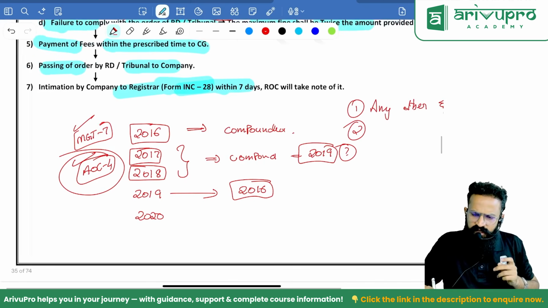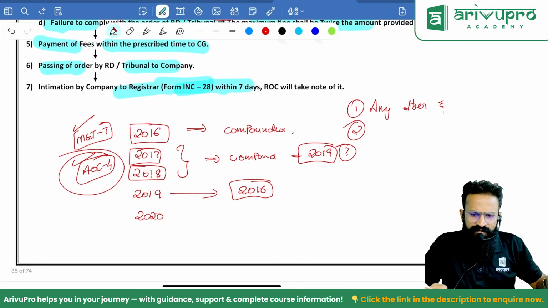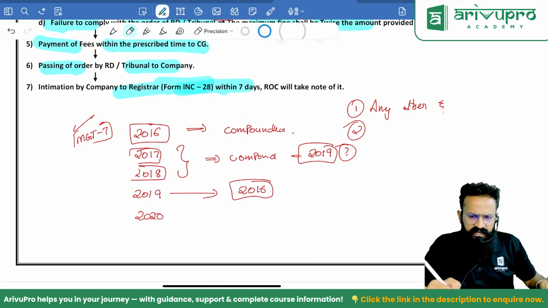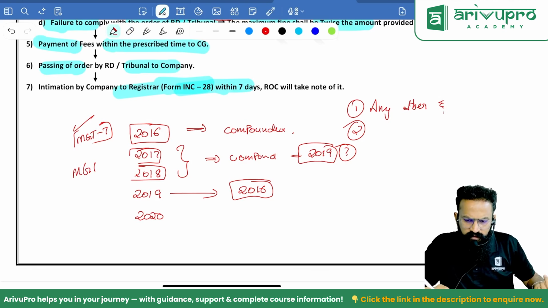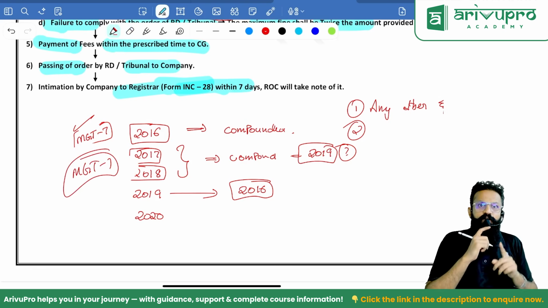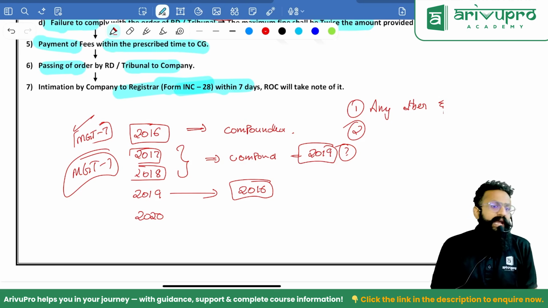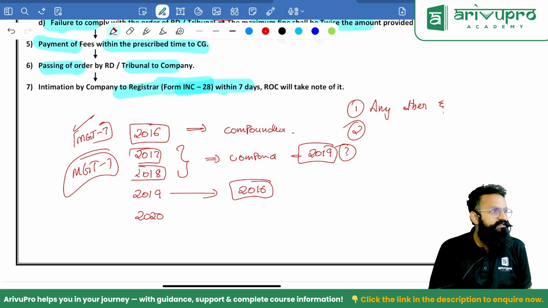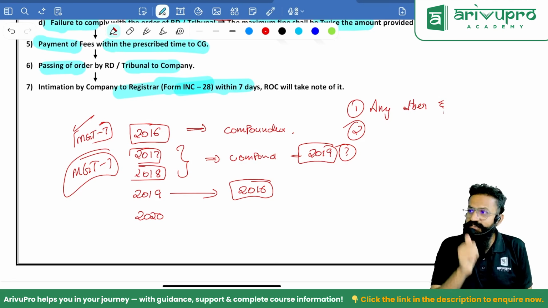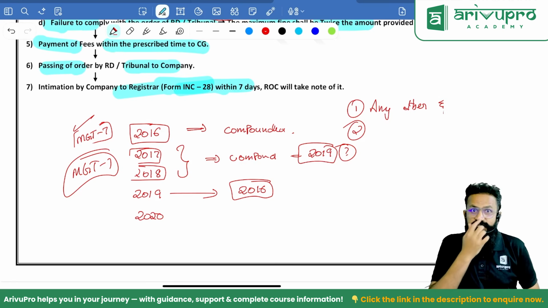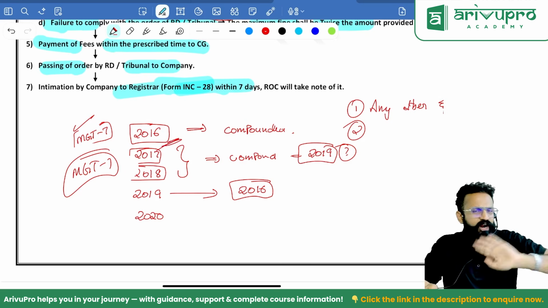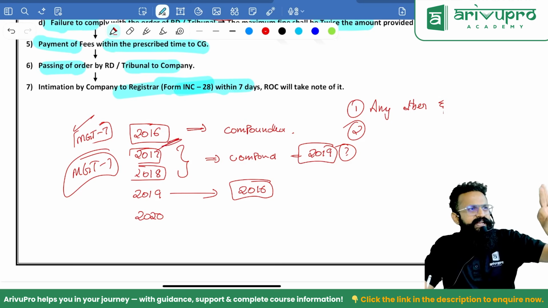Okay. Second interpretation, sir. Let us now imagine it is not AOC 4. Let us imagine it is MGT 7 only that we did not file in 2017 and 18 as well. Now the question is, can I go and compound? They are telling you, I cannot go for compounding of a similar offence up to 3 years. Now the 3 years, from when should I start? Should I start from the day from 2016? I should not commit any other offence in 17, 18, 19.